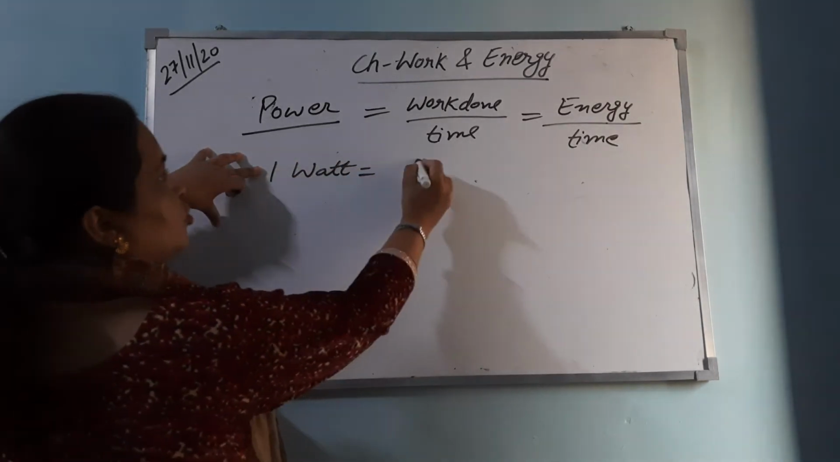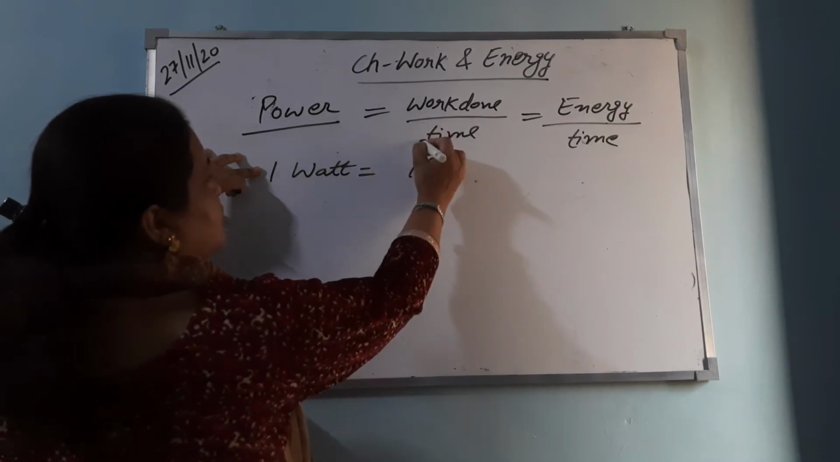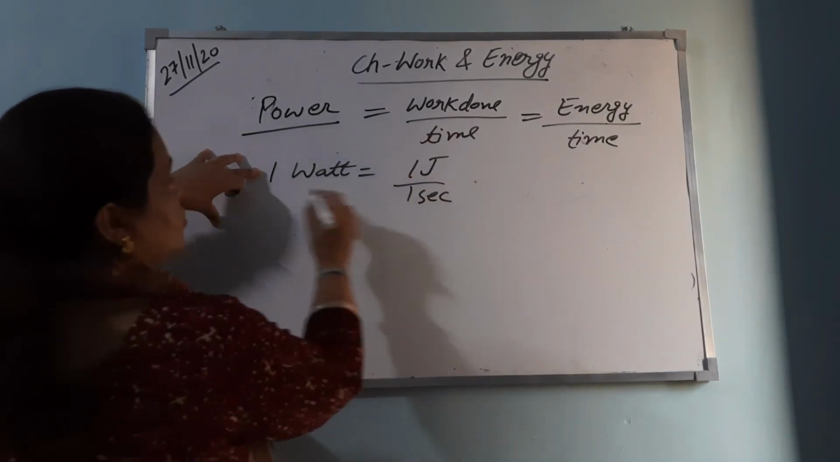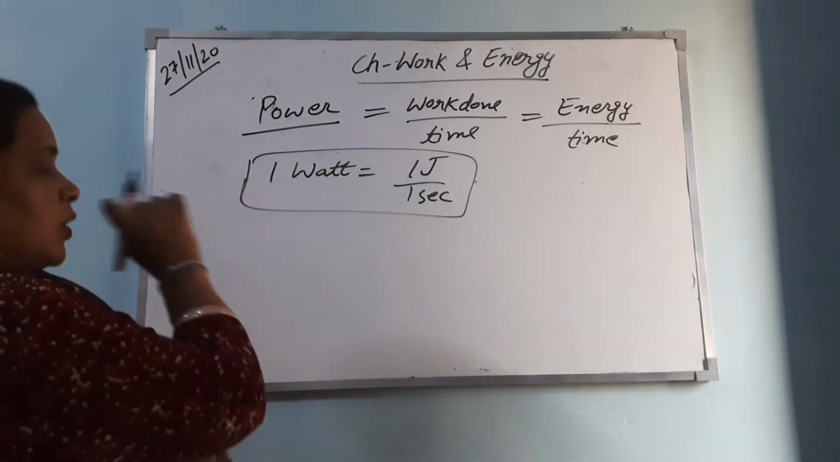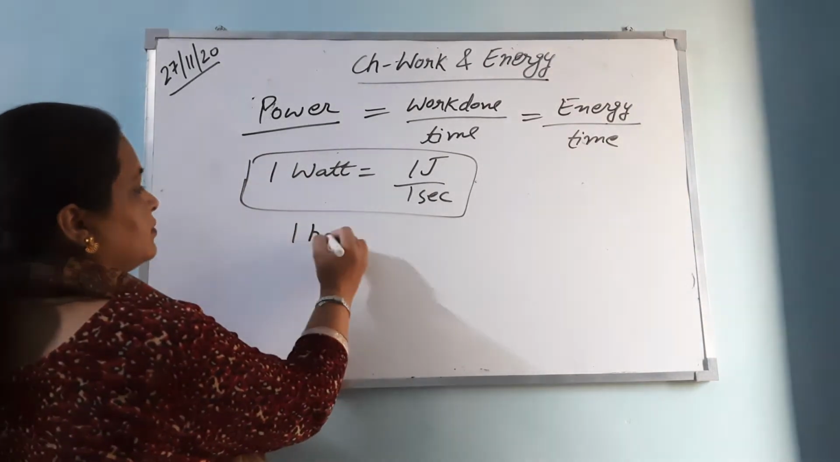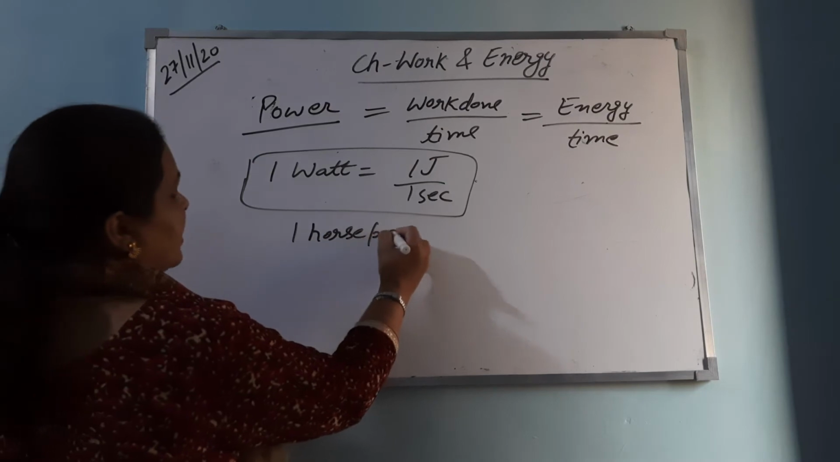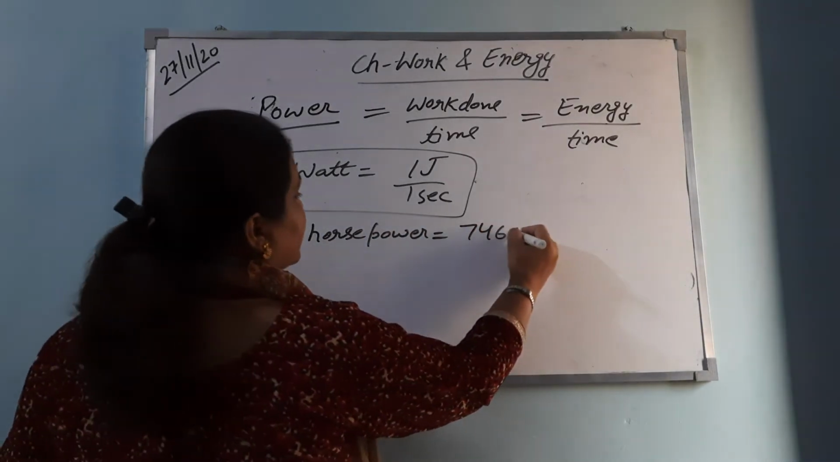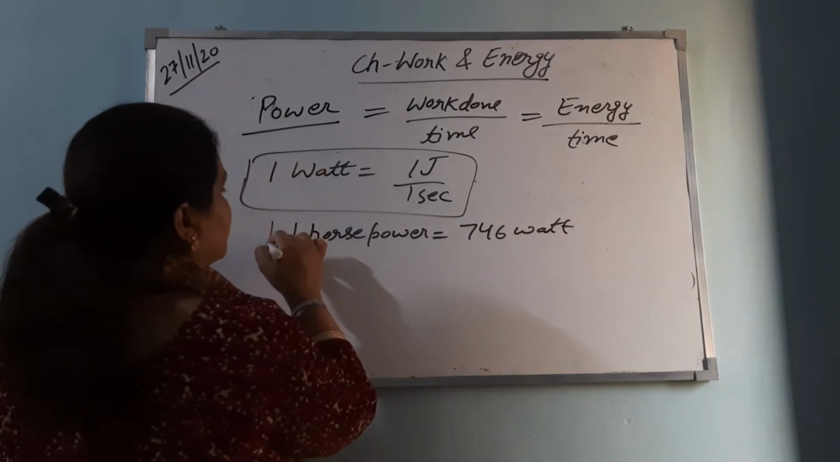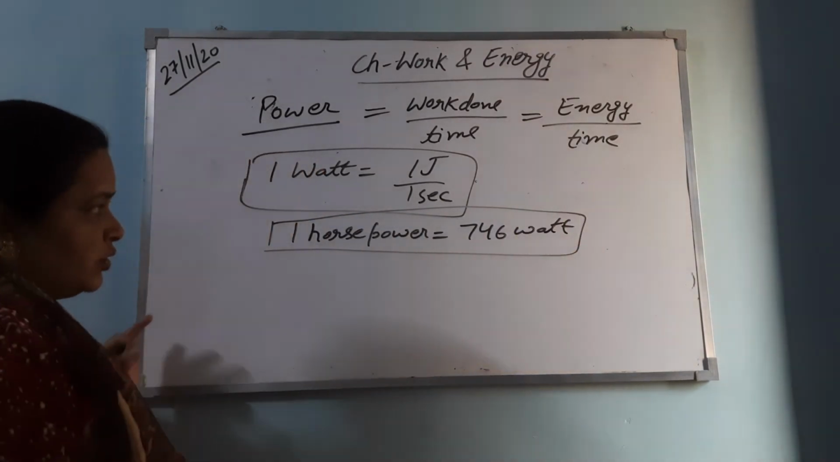1 watt is 1 joule. Work done unit is joule and time is second. So 1 watt is 1 joule upon 1 second. Now 1 horsepower, because sometimes we need commercial units also, 1 horsepower is 746 watt. So this is an MCQ relation, you just go through it.